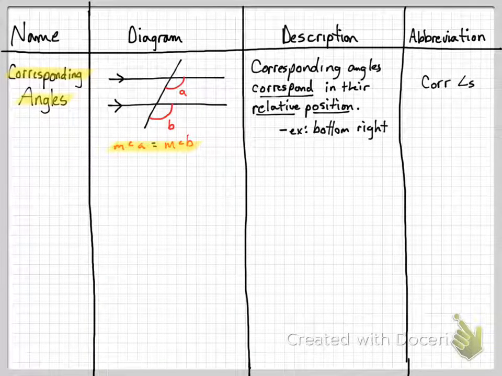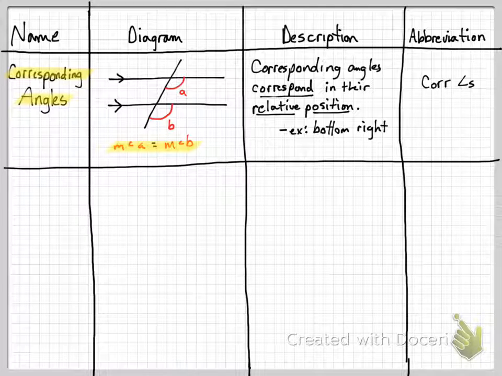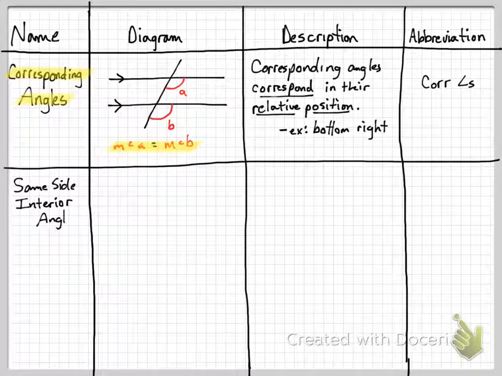Okay, next one should be a refresher again. And what we call this, luckily the names of these start telling us all that we need to know. Even corresponding angles tells us everything we need to know because we saw what corresponding is referring to here. But here we've got what are called same side interior angles. I'll draw the diagram for that.